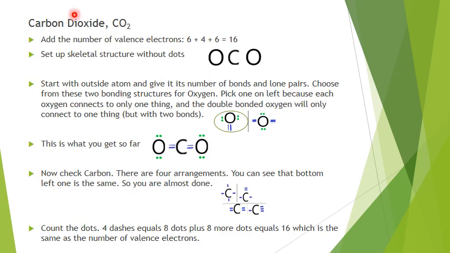Right, now let's do carbon dioxide. Again, count the number of valence electrons. So oxygen has 6, 4, and 6 equals 16. Here's the skeletal structure without dots.